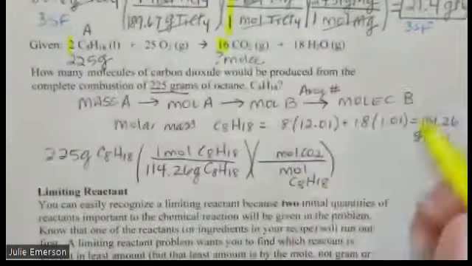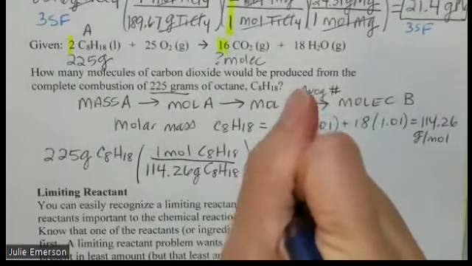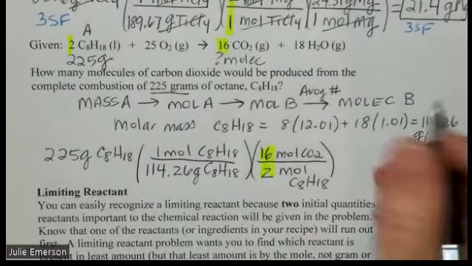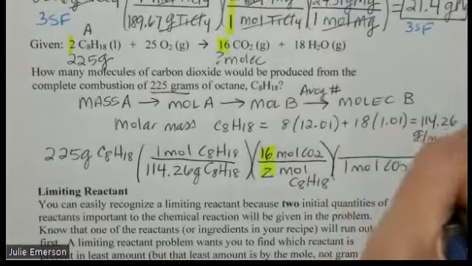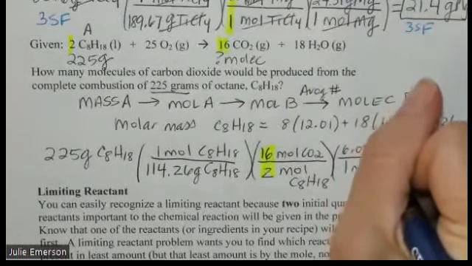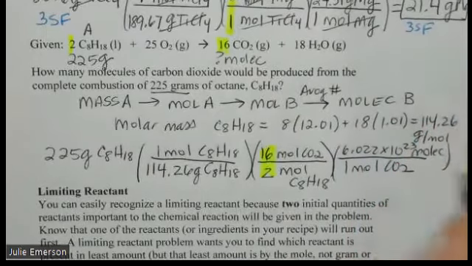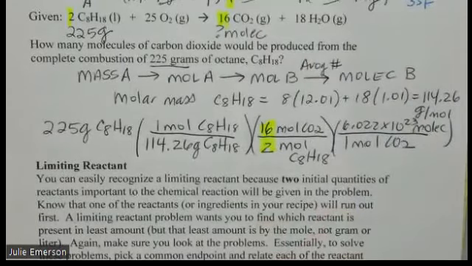And then on the top with the CO2, we'll have that coefficient of 16. All right, so for every 2 moles of octane, we make 16 moles of CO2. And then the last one here, for each mole of CO2 that we make, we have 6.022 times 10 to the 23rd molecules, right? And again, just sort of remembering why we use a mole in the first place, right?